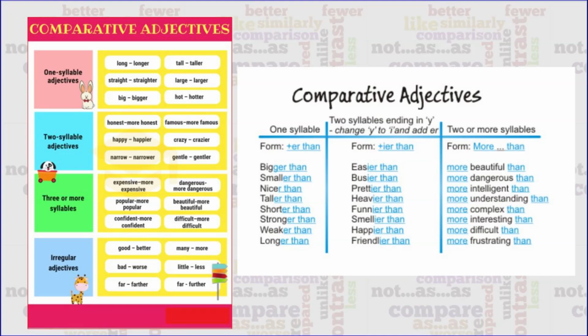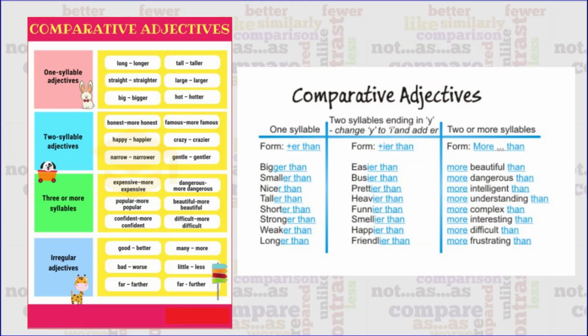So how to make comparisons? We need to use adjectives, comparative adjectives. For this, you should know how the root adjective changes itself. If the adjective has only one syllable, as in the case of big, small, nice, tall, we need to add er to the adjective. So the adjective becomes bigger, smaller, nicer, taller.